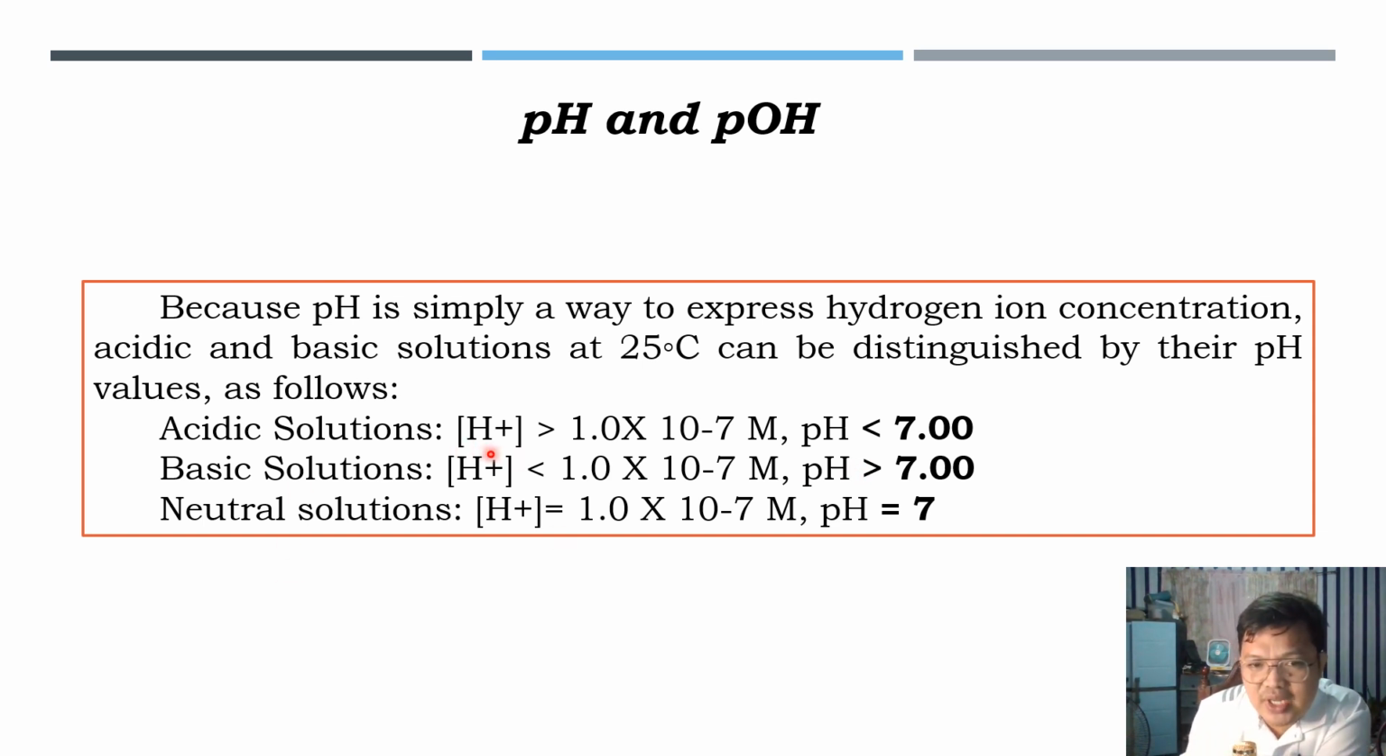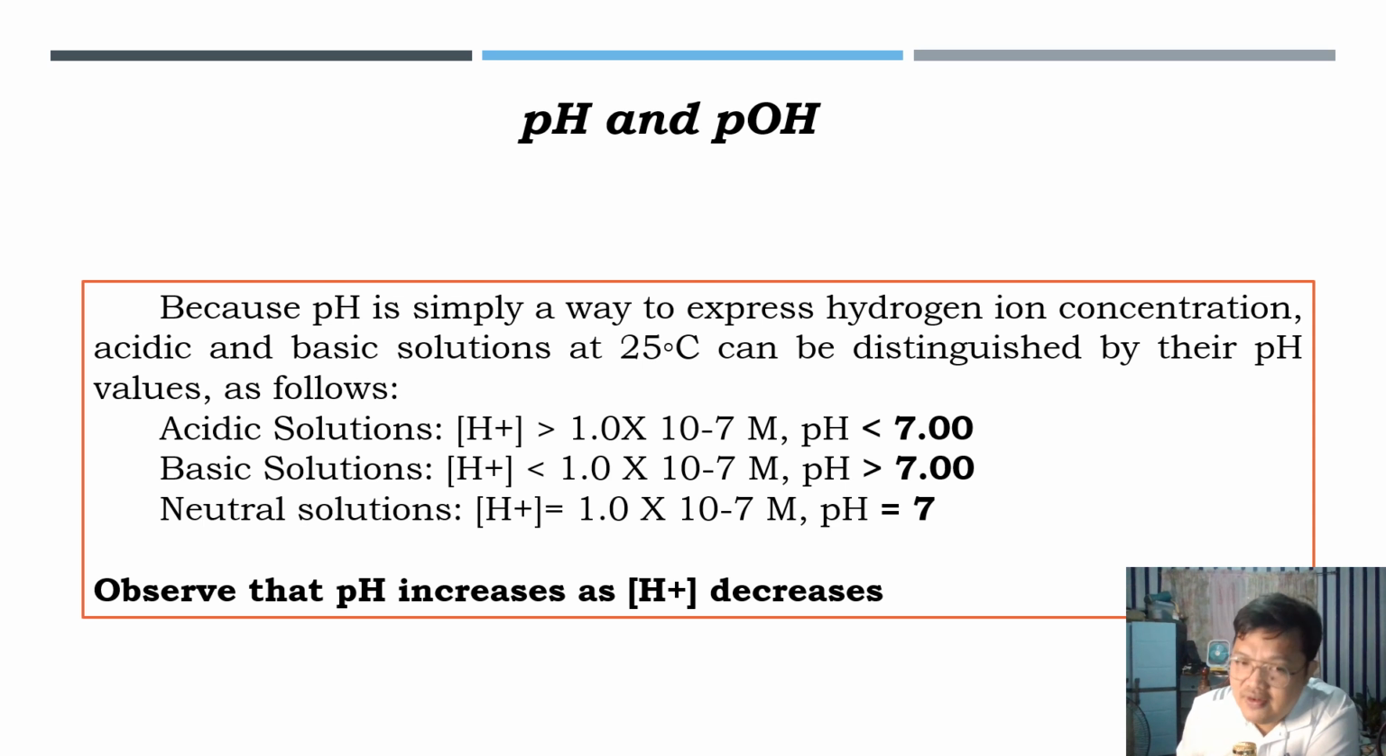And then the H plus concentration is more than 1.0 times 10 raised to negative 7 molar. But when we have a basic solution, the H plus concentration is less than 1.0 times 10 raised to negative 7 molar, and the pH becomes more than 7. And then for neutral solutions, the H plus concentration is equal to 1.0 times 10 raised to negative 7 molar, and the pH is equal to 7.